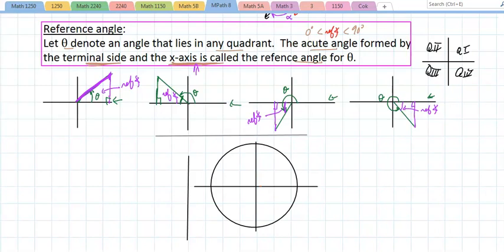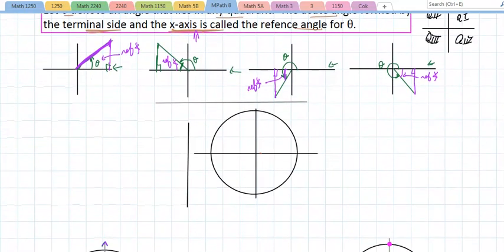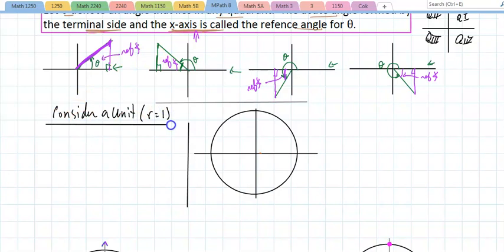So between coterminal and reference, I'm going to be able to figure out a lot of things that I need. Now, consider a unit circle. That's what trig is based on. What's a unit circle? It's a circle in which the radius equals exactly 1. So assume I have a unit circle.